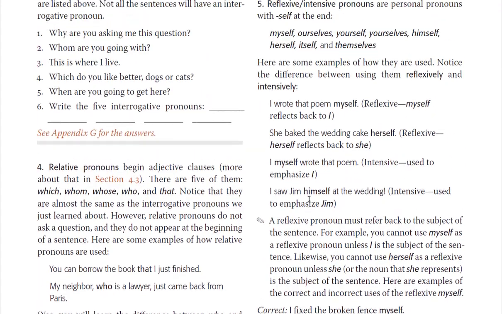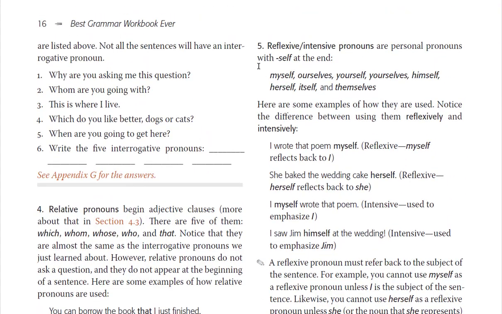Reflexive pronouns. Reflexive pronouns are personal pronouns with self: myself, ourselves, yourself, himself, yourselves, herself, itself, and themselves. And so I wrote that poem myself. She baked the wedding cake herself. I myself wrote that poem.